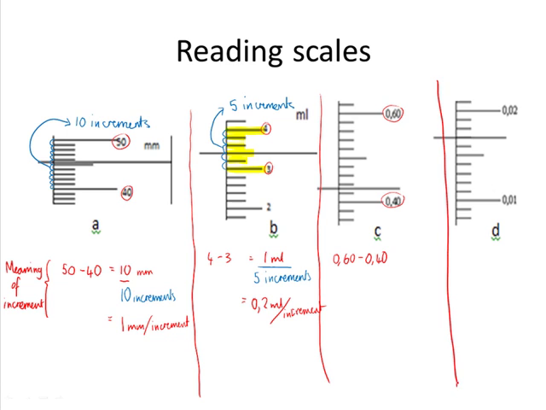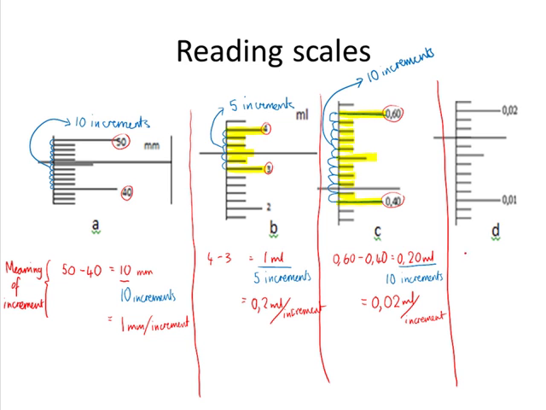0.6 minus 0.4 is equal to 0.2. So the difference between that value and that value is 0.2, and that is represented by 10 increments. Go and count them and you'll see there are 10 of them. So each increment stands for 0.2 divided by 10, 0.02. So that's 0.4, 0.42, 0.44, 0.46, 0.48, 0.5, 0.52, 0.54, 0.56, 0.58, and 0.6.